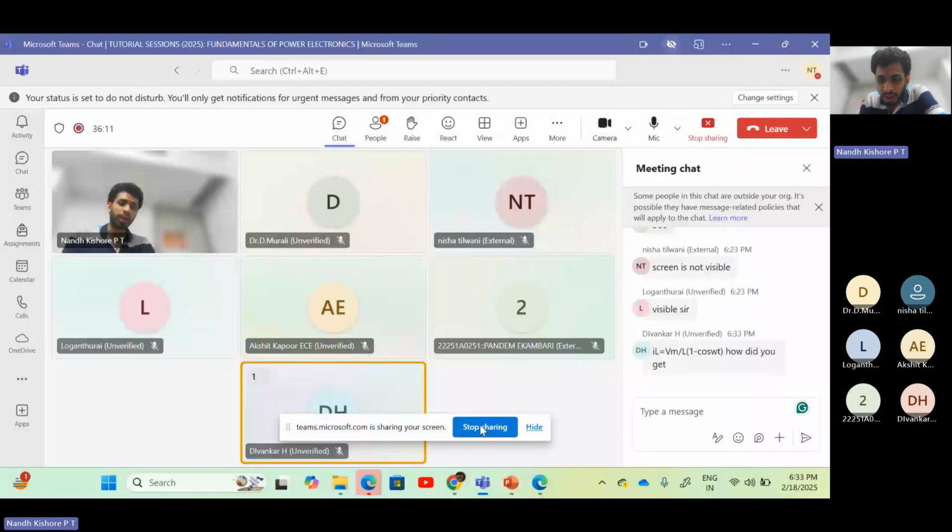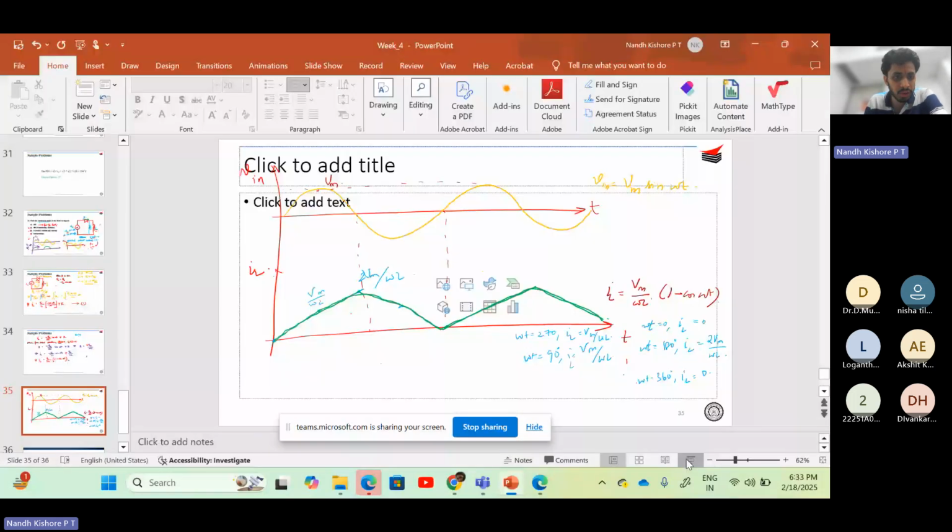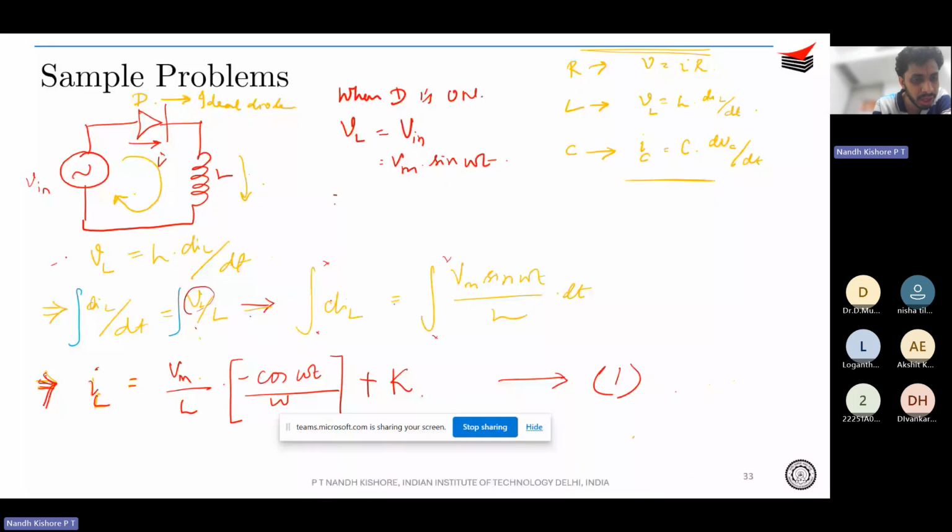Divakar asks how we got IL equal to Vm by omega L into 1 minus cos omega t. We just derived it, so I'll go through the derivation again. You know that VL equal to L di dt, and what you do is you want to find out the current expression, the IL expression.